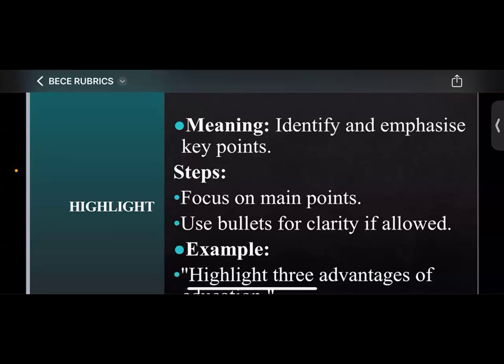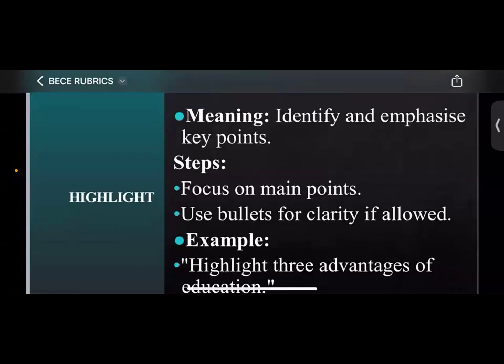Highlight, you are going with the abstract. You are going with what is important, the focal point. So the focus is on the main point. You can use bullets for clarity if allowed. It depends on how the question has been set. Some will be required that you write in short and simple paragraphs.